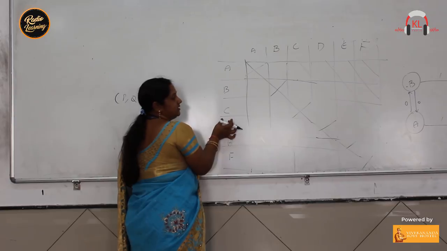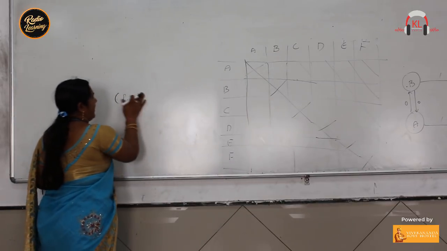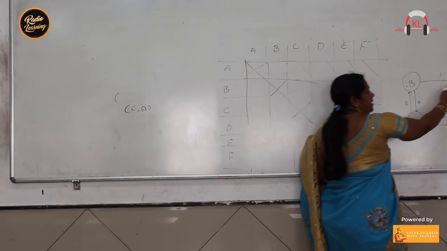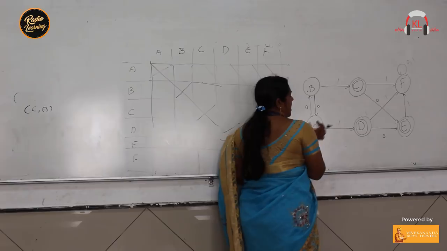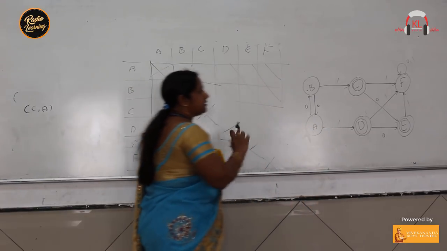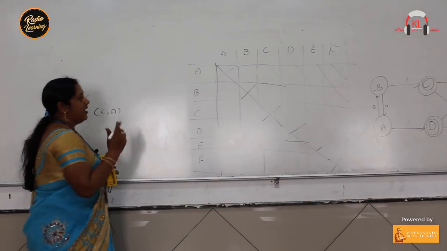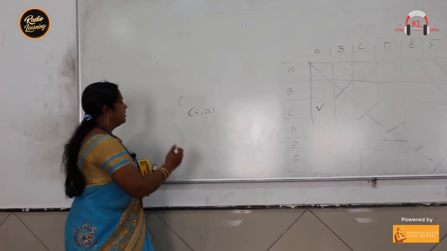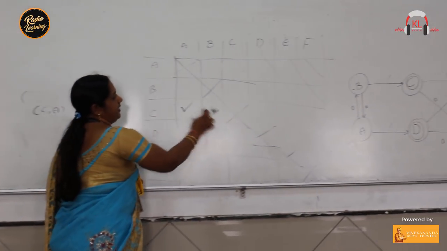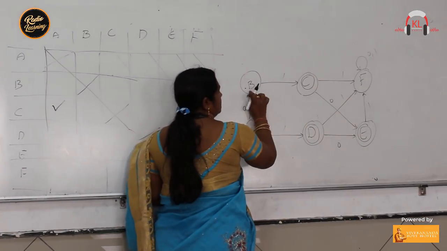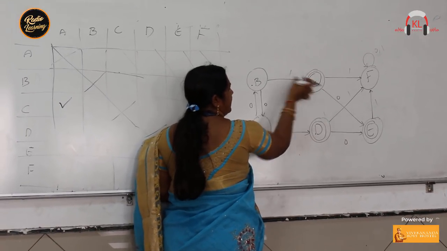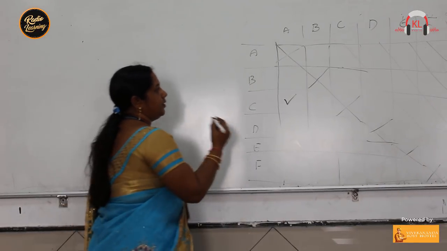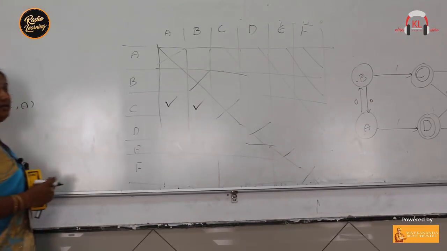Now you go to the next cell, C, A. I have a pair C comma A. In my diagram, C is the final state and A is not a final state. So in this given pair, one is a final state. Whenever one is a final state, you mark it with a tick mark. Then take the next pair C comma B. Here C is a final state and B is not a final state. So one of the states is a final state, and whenever that happens, you mark it.